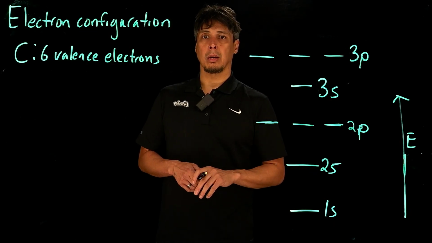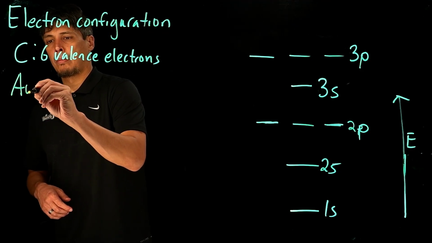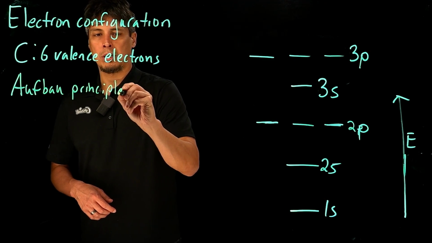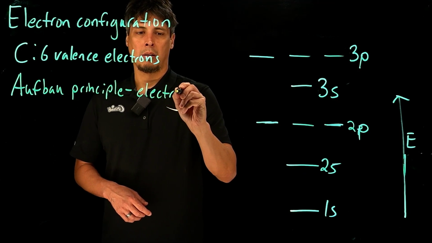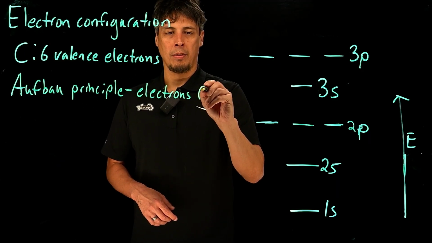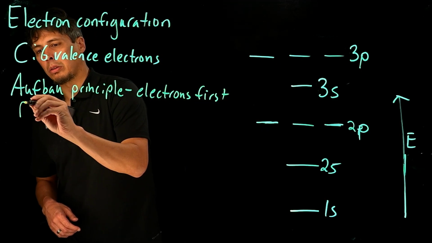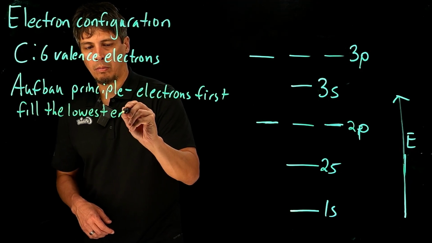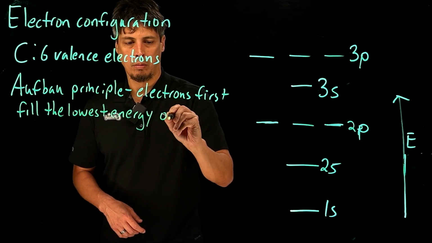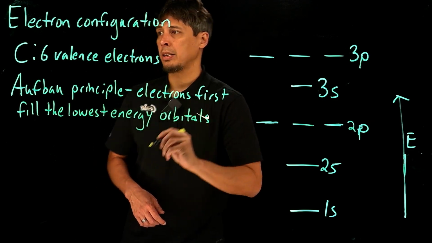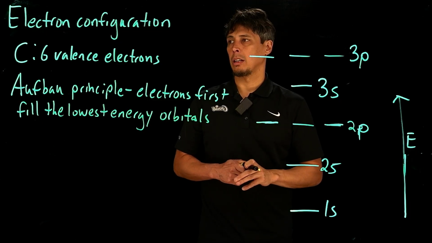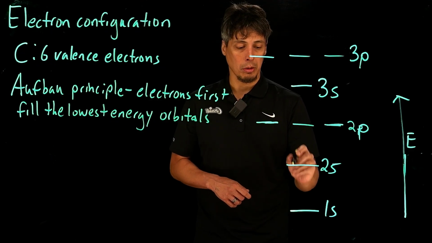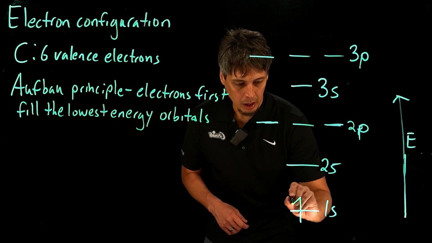So the first thing we need to think about is what's called the Aufbau Principle. What this says is that electrons first fill the lowest energy orbitals. So if we have 6 electrons, we need to figure out the electron configuration, where they go. We're going to take that first electron and we're going to put it in the lowest energy orbital. So that is going to go in the 1s orbital.